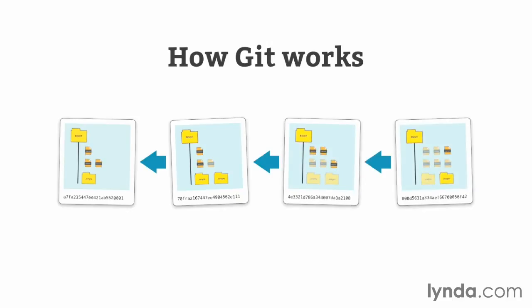If a file's changed, it's included as part of the snapshot. If it's not, a reference to the earlier file is used. Going back to an earlier commit simply restores the file system to one of these earlier snapshots. Now, I want to point out something about this slide.